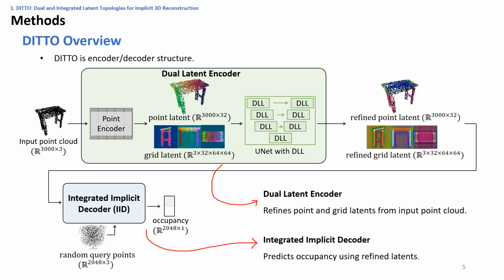These point and grid latents are further refined using a UNet constructed by our proposed DLL modules. In our integrated implicit decoder, occupancy of given query locations are estimated based on the provided refined point and grid latents. Further details will be explained in the next slide.